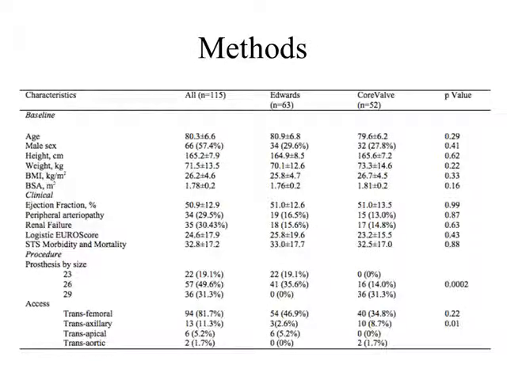We retrospectively analyzed 115 patients who underwent TAVI from November 2007 to September 2010. And these are the baseline characteristics. As you see, 63 patients received an Edwards, while 52 received a CoreValve. The two groups are pretty similar, but given the important differences between the two devices, we decided to analyze the sample overall and then divide it by the two subgroups.